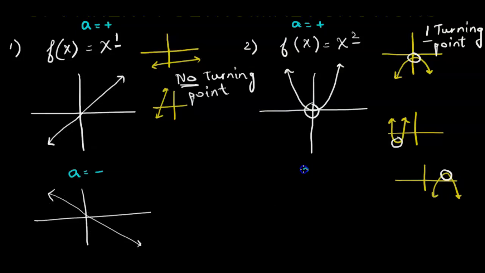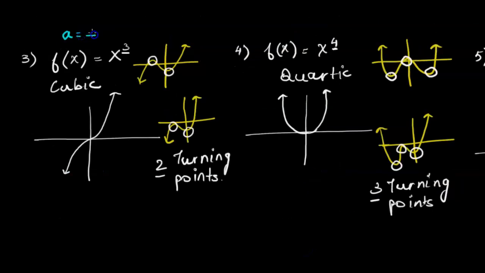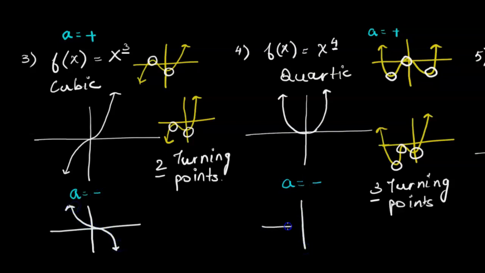Similarly here as well, if we have a negative leading coefficient, the graph would look flipped upside down, or reflected over the x-axis. So this is a cubic function with a positive leading coefficient. This is a quartic function with a positive leading coefficient. When the leading coefficient is negative, these two functions are just going to be flipped over the x-axis as well.